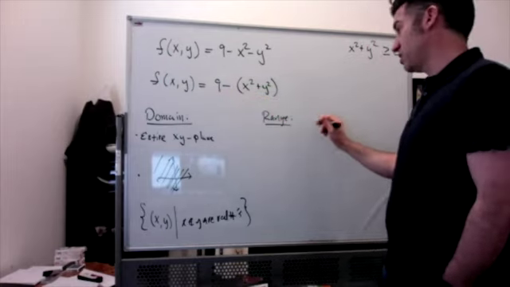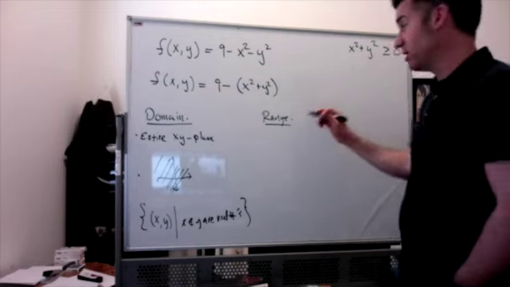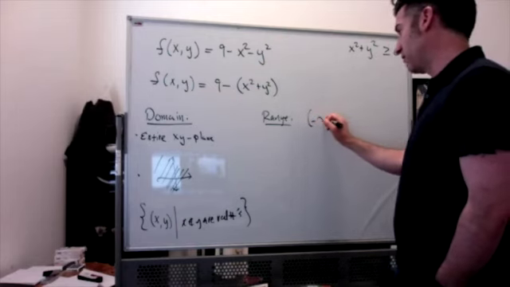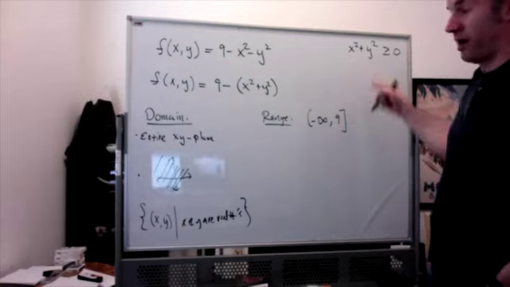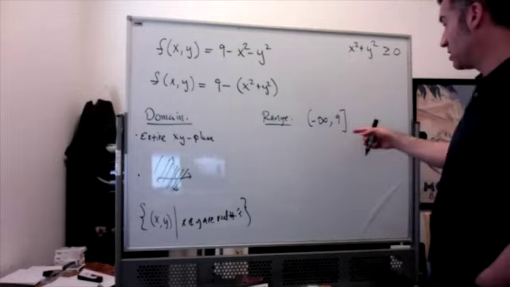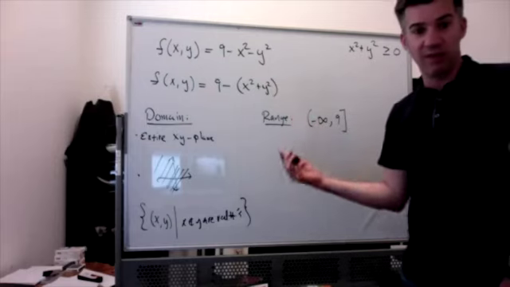So here our range is actually the same as the function on the other side of this. The range is everything from negative infinity up to 9. We get 9 when x and y are both 0, and we can get any smaller number by letting x or y be the appropriate value.